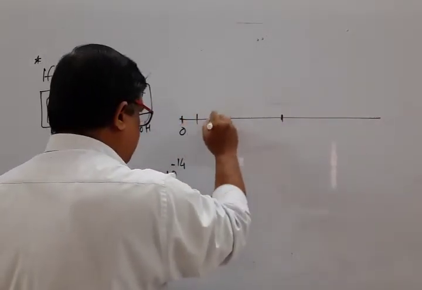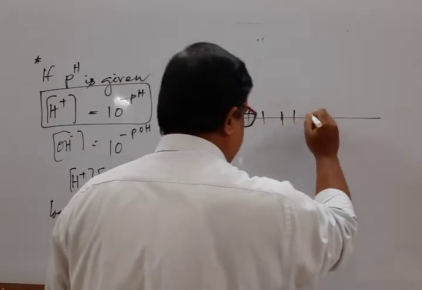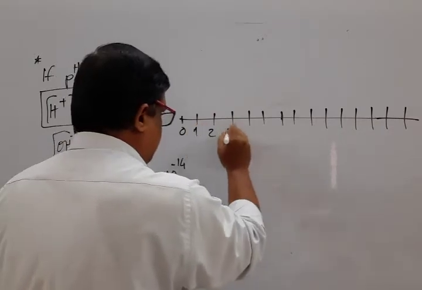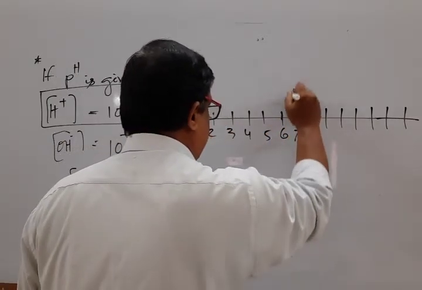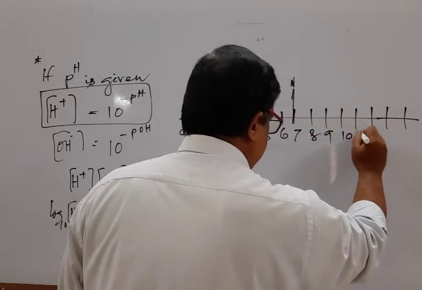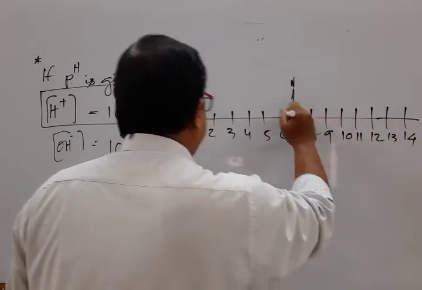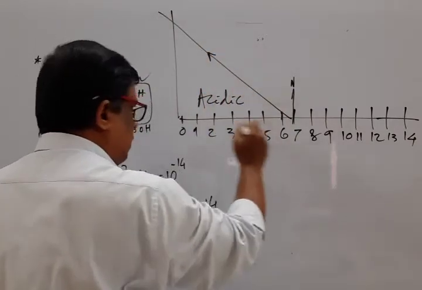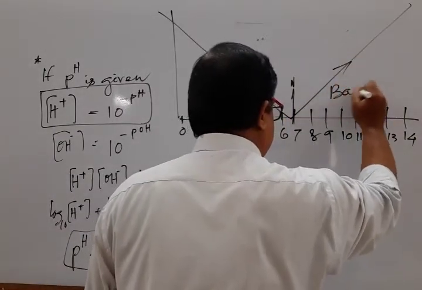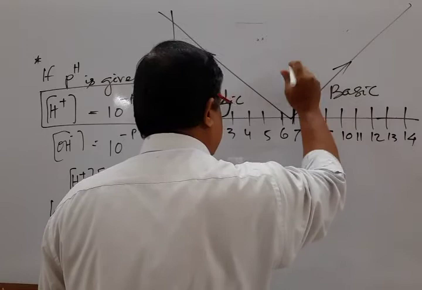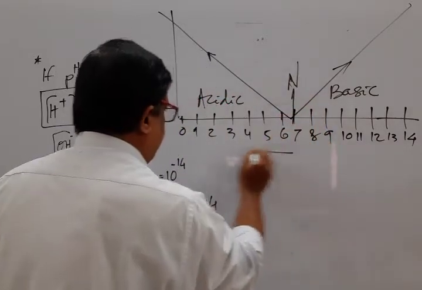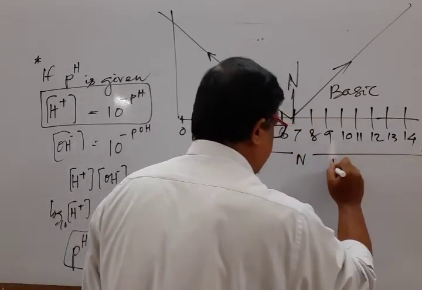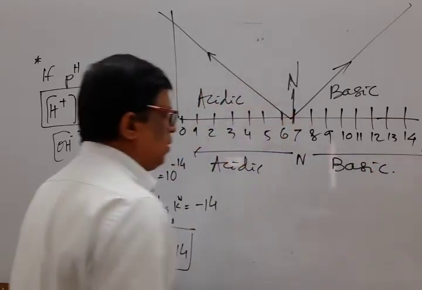The scale runs from 0 to 14. Seven is neutral. If we move toward 0, the solution is known as acidic, and if we move toward 14, it is known as basic. Mark that, acidic nature increases in this direction, and basic nature increases in the other direction.